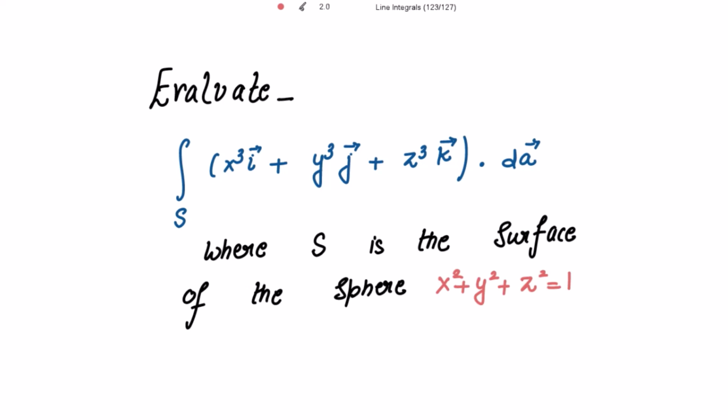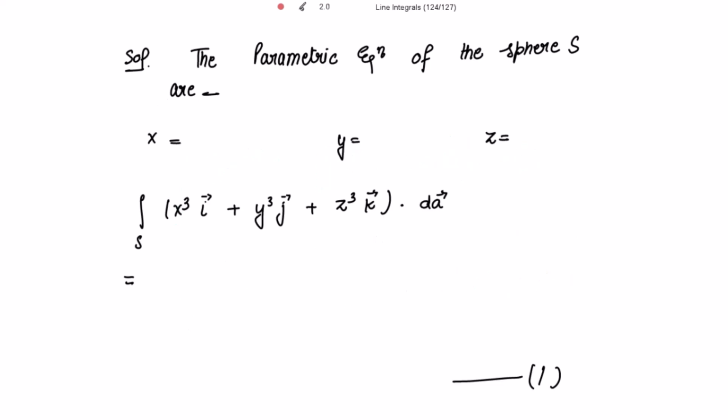Example. Evaluate the surface integral where S is the surface of the sphere x squared plus y squared plus z squared equal to 1. That is the unit sphere, right? And the parametric equations of the sphere S are x is equal to r sin theta cos phi. But because it is a unit sphere, r here is equal to 1. The radius is 1.